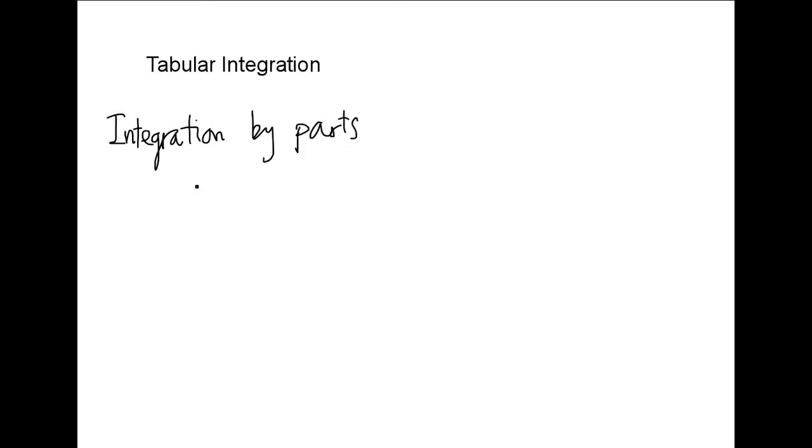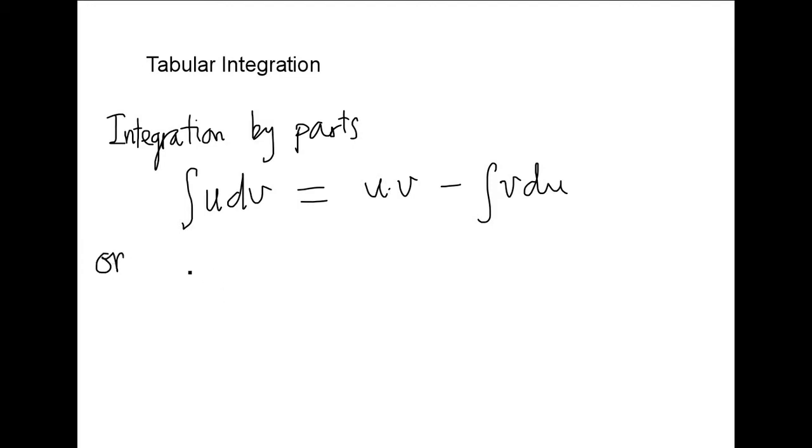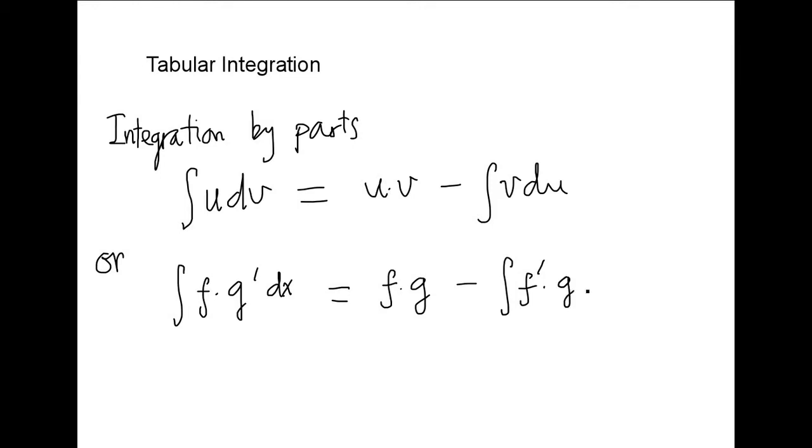We have a usual formula. Integral of u dv is u times v minus the integral of v du. This is one format. Or another format is that we have integral of f times g prime, and let's write dx for the variable. Then we have f times g minus the integral of f prime times g dx.